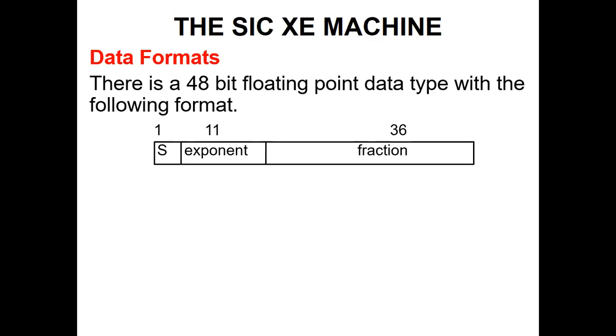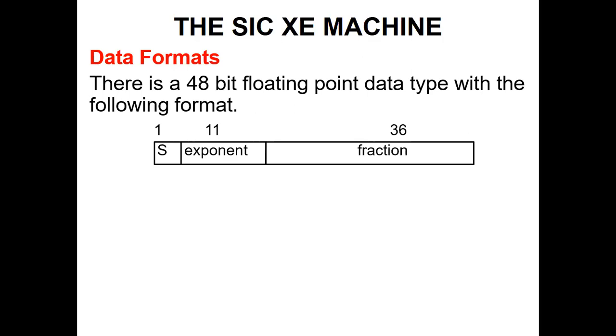But now the SIC/XE handles floating point numbers. Remember, we said that the simple SIC doesn't handle floating point numbers, but the XE does. Every floating point number consumes 48 bits. How many bytes is that? I think it is 6 bytes. If it is an integer, it consumes only 3 bytes, while a floating point number will consume 6 bytes.